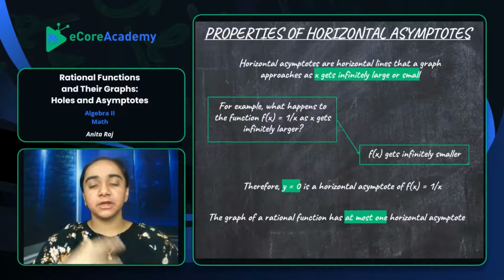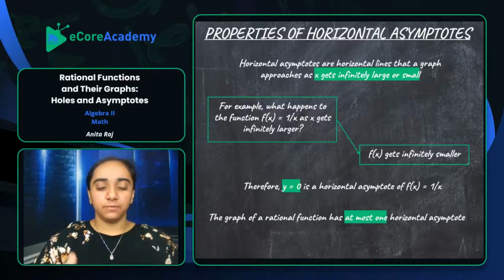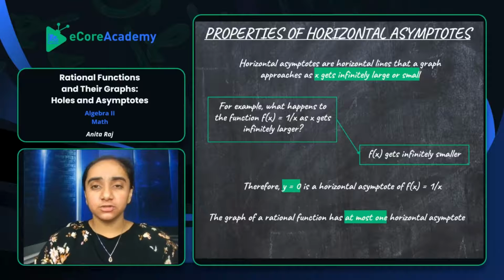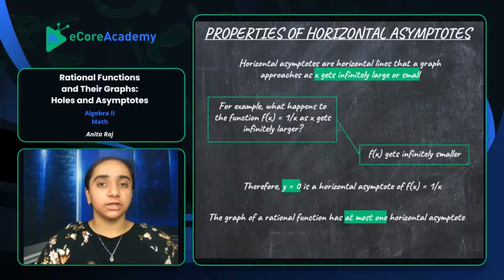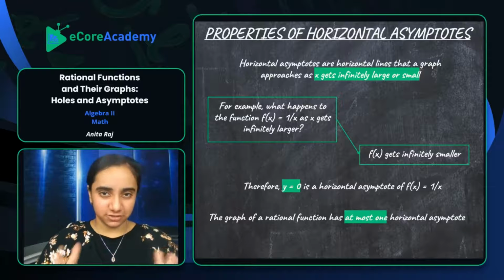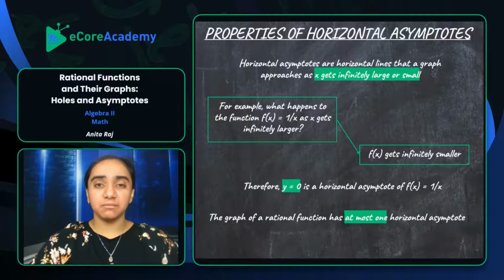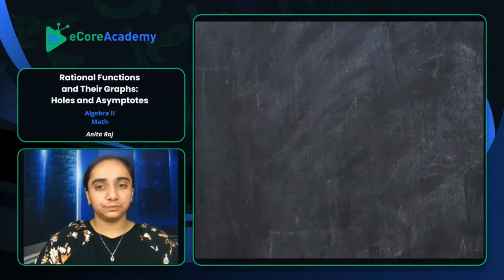There are cases when you get to pre-calc, for example the graph of the sine wave, the sinusoidal wave, the graph of cosine, the graph of secant and cosecant, which are the reciprocals of sine and cosine. Those all have two horizontal asymptotes, but those are not rational functions. So you don't need to worry about them for now. For rational functions, we'll have at most one horizontal asymptote.